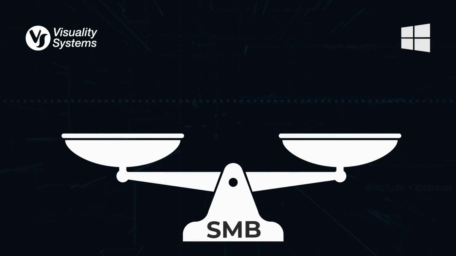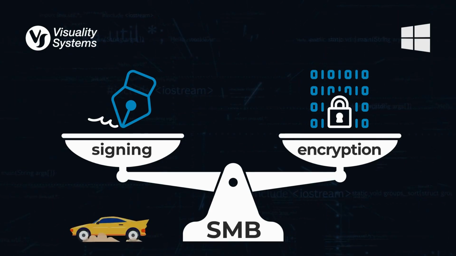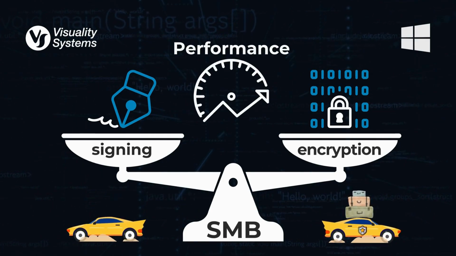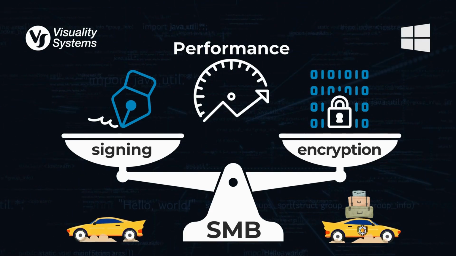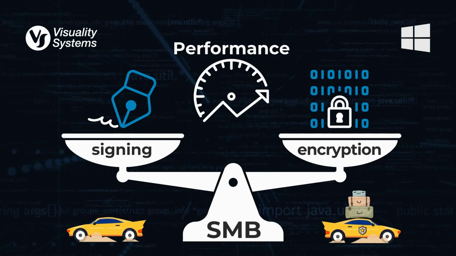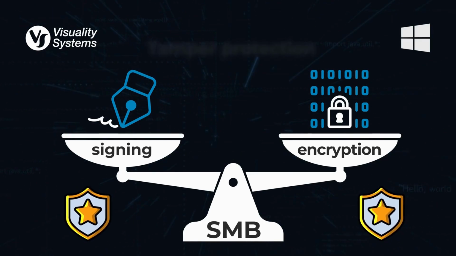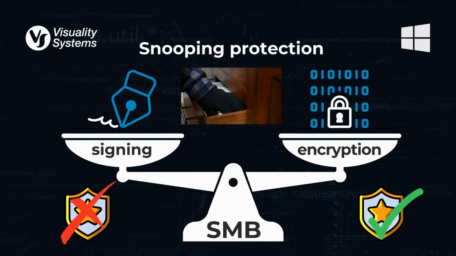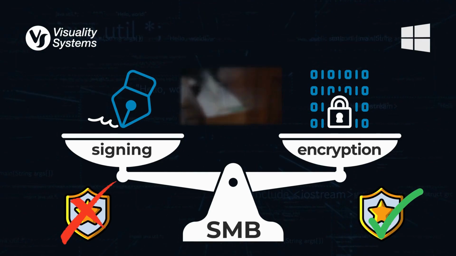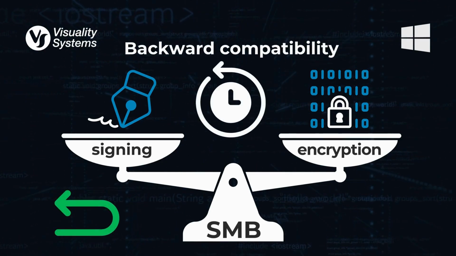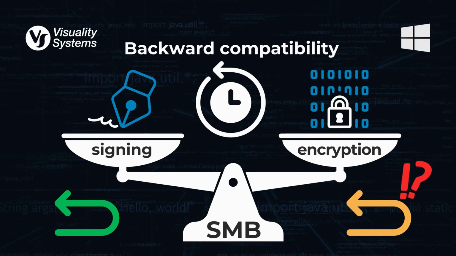Let's compare SMB signing and SMB encryption. SMB signing delivers better performance since it avoids the overhead of encryption processes, while SMB encryption introduces higher performance costs due to its data protection mechanisms. Both methods provide tamper protection, but only SMB encryption guards against snooping by encrypting the data. Signing offers broader compatibility with older systems, while encryption, though more secure, may face compatibility challenges in certain environments.